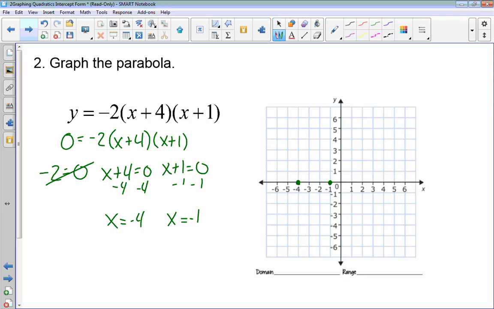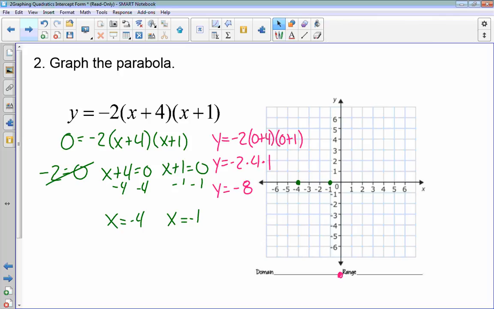Now my next step is to find my y-intercept by setting x to 0. So I'm going to say y equals negative 2 times 0 plus 4 times 0 plus 1, which gives me y equals negative 2 times 4 times 1, so y equals negative 8. So I'm going to plot that on my graph somewhere about right here. Now this one looks a little bit challenging. A lot of people are going to want to draw their u something like this. Is that a perfectly symmetrical u though? The answer is no, of course it's not.